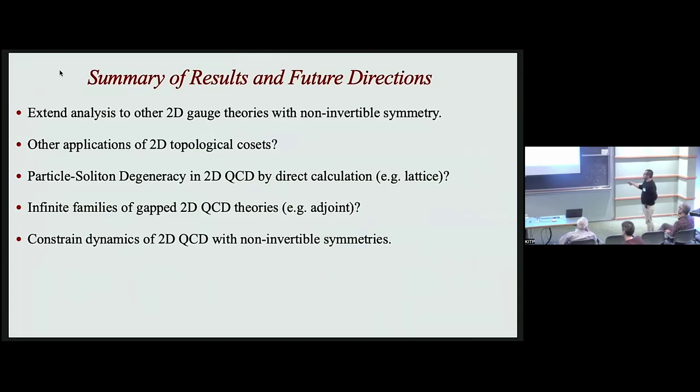Next, constraint dynamics of 2D QCD with non-invertible symmetries, because what I have just told you are statements about the spectrum. And of course, we know from bootstrap, for example, that sometimes symmetry can constrain the S-matrix. So it will be interesting to see what we can say about dynamics from non-invertible symmetries in the context of 2D QCD. And finally, of course, this is all in 2 dimensions. It will be interesting to see what's happening in higher dimensions.